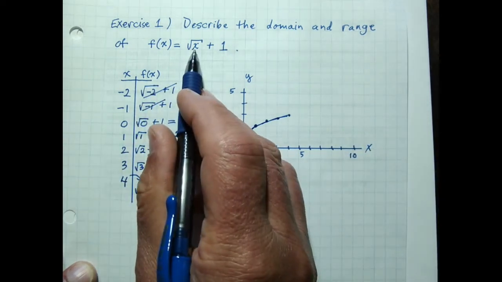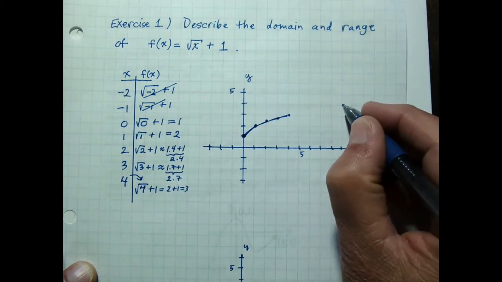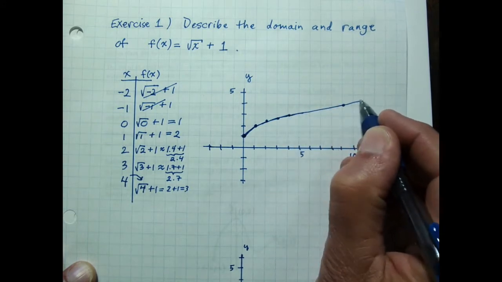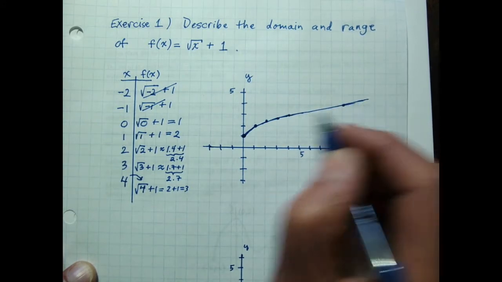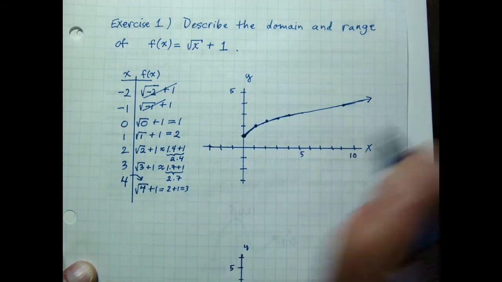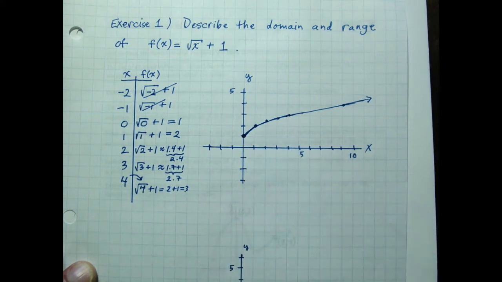Square root of 9 is 3. 3 plus 1 is 4. So at 9 we get 1, 2, 3, 4. We're going to slowly rise up like so and go on and on forever. But this graph, I'll put a little arrow to show that, this graph definitely just starts at 0.